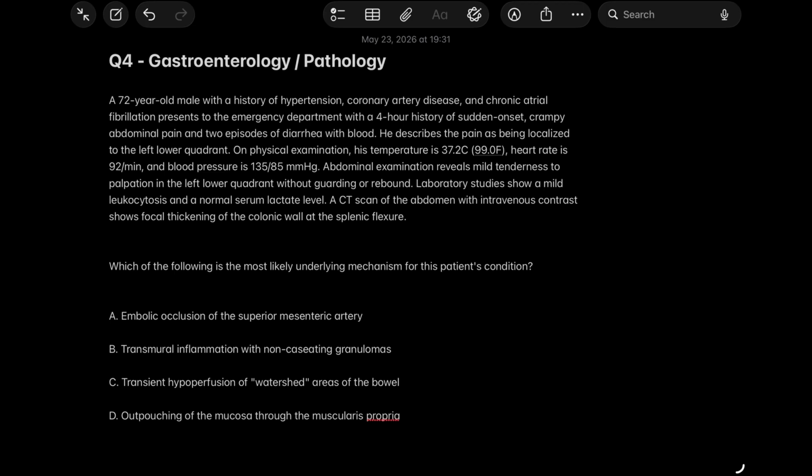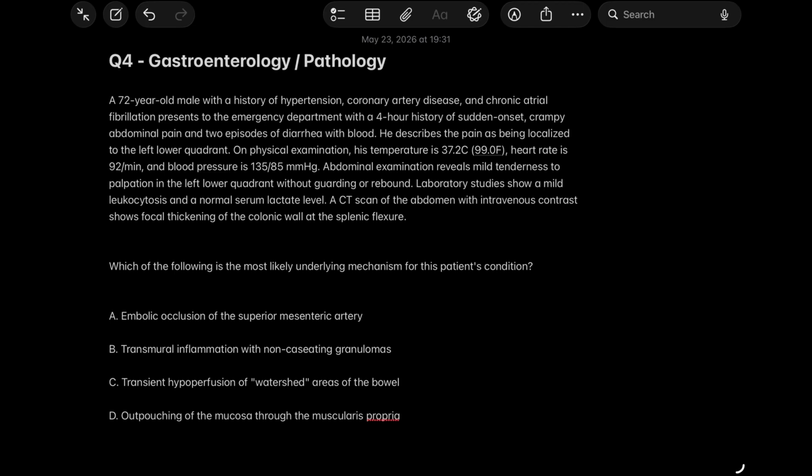Gastroenterology and pathology. A 72-year-old male with a history of hypertension, coronary artery disease, and chronic atrial fibrillation presents to the emergency department with a 4-hour history of sudden onset, crampy abdominal pain, and 2 episodes of diarrhea with blood. He describes the pain as being localized to the left lower quadrant.